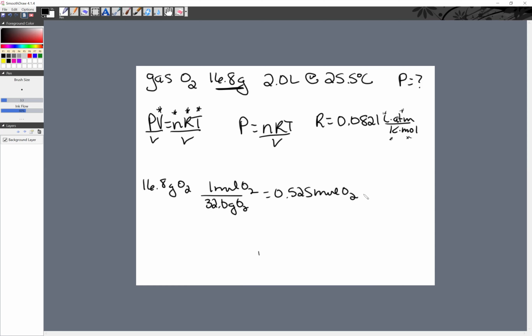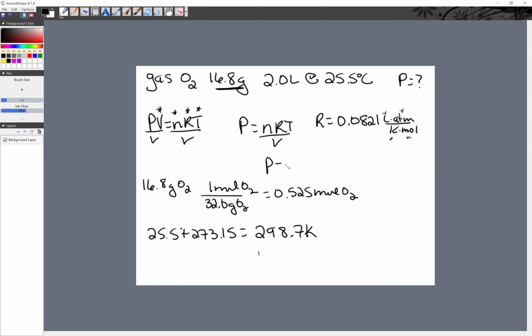All right, temperature is in Celsius, so 25.5 plus 273.15 is 298.7 Kelvin. All right, my temperature is now good. My volume was already in liters, so that was good. So now I'm going to plug and chug.